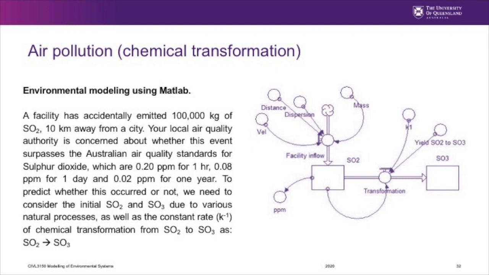So what do we want to do in this model? Your local air quality authority is concerned about whether this event surpasses the Australian air quality standards for sulfur dioxide, which are 0.20 parts per million for 1 hour, 0.08 parts per million for 1 day, and 0.02 parts per million for 1 year. To predict whether this occurs or not, we need to consider the initial SO2 and SO3 due to various natural processes, as well as the constant rate of chemical transformation from SO2 to SO3.